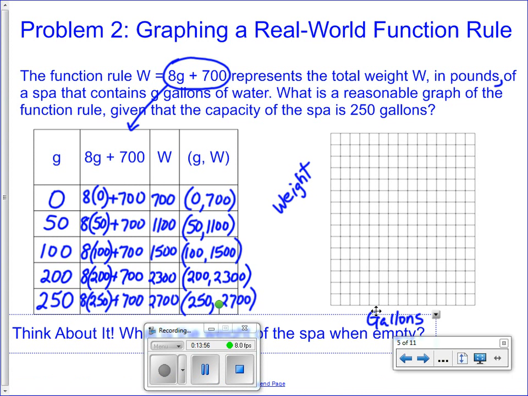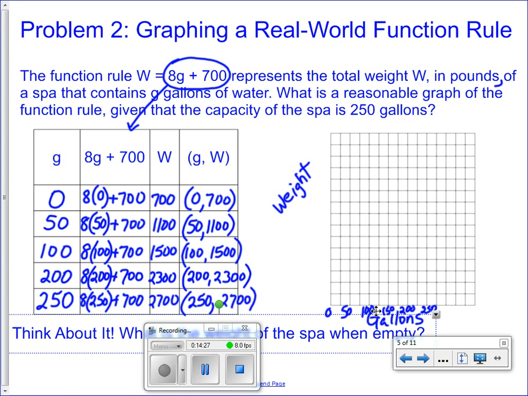Now, my gallons go from 0 to 250. Let's see if I can go by 50s here. That'd be 50, 100 would be right here. Let's see, there's 150, 200, and 250. Okay. My 150 would be right here. I'm skipping every other line. So every line represents 25.